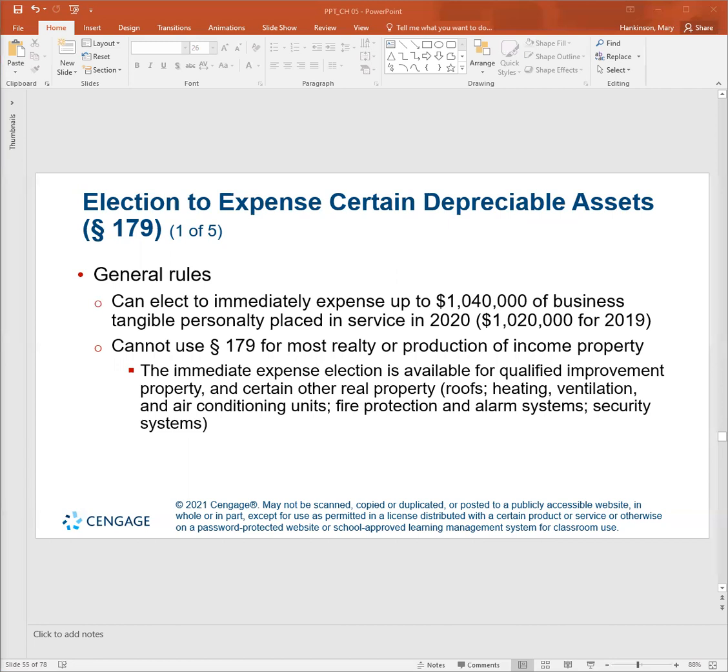Some of these improvements or examples are heating, ventilation, air conditioning units, fire protection, alarm systems, security systems, etc.